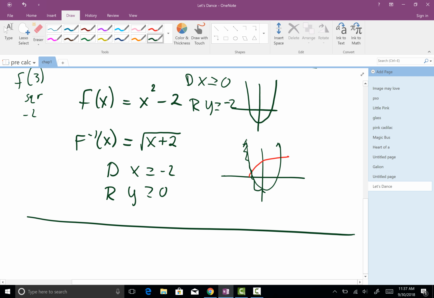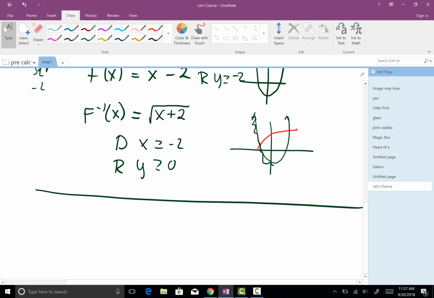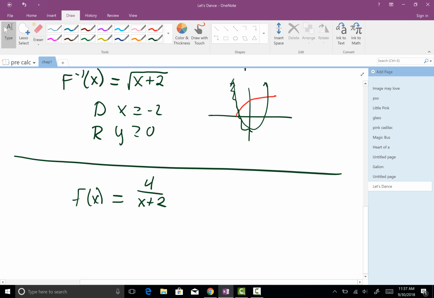All right, so let's take a look at some other functions. Let's try something like this, right? Now we know this is going to be a rational function, okay? And we know right away that this can't happen, right? At least we should, correct? All right. And my range, if I'm not sure, we can go ahead and graph it and take a look at it.